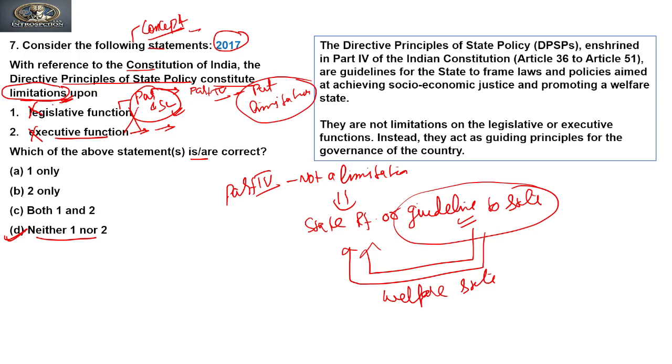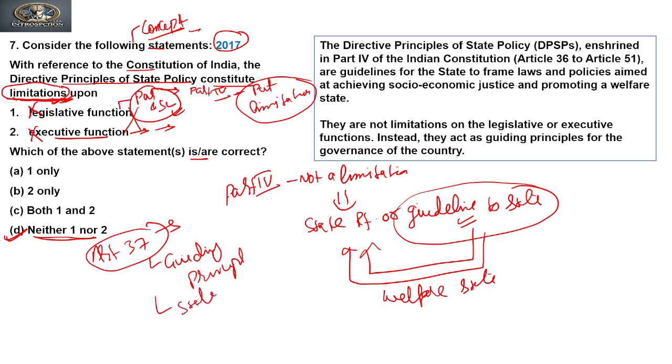So to answer this question, what we can do is go through the logical limits, the term limitations, and taking it as the base we can directly come to the answer that it is neither, because the directive principle is not a limitation, it is a guiding principle according to Article 37 of the Constitution, which says that it is a guiding principle, and the states and the government are bound to the principles.